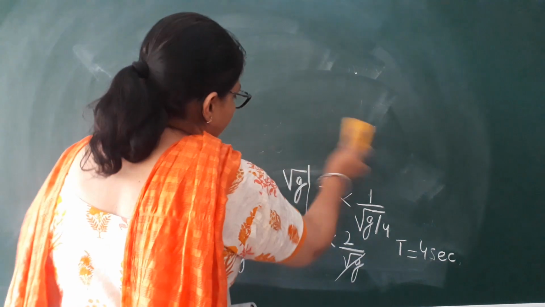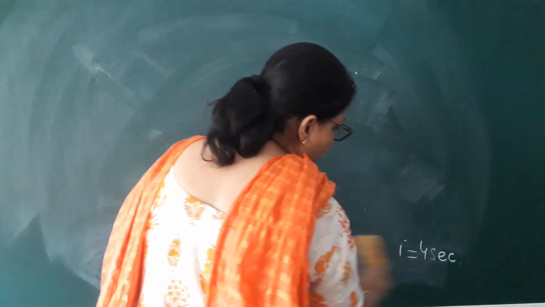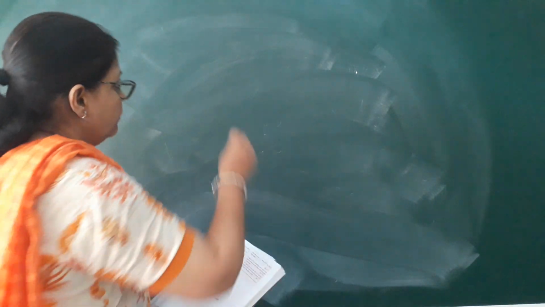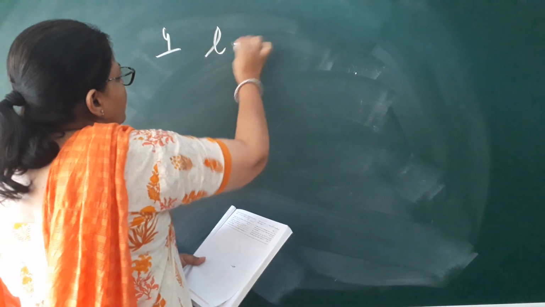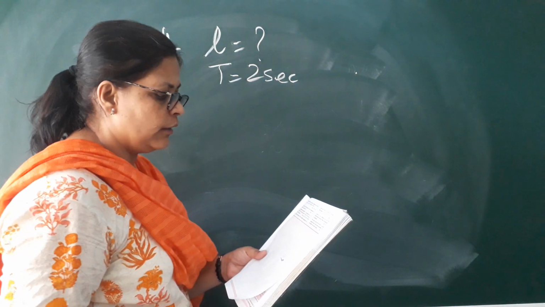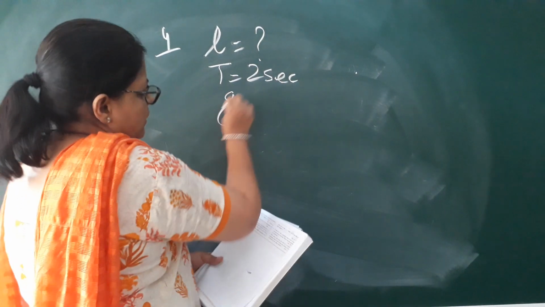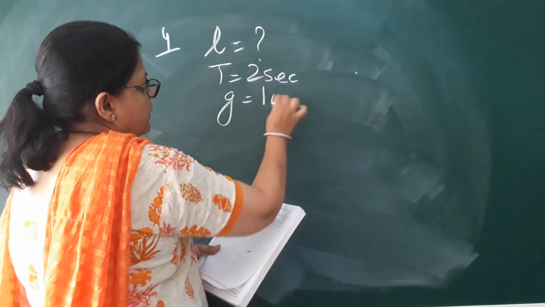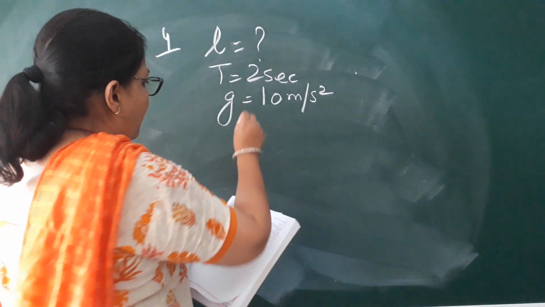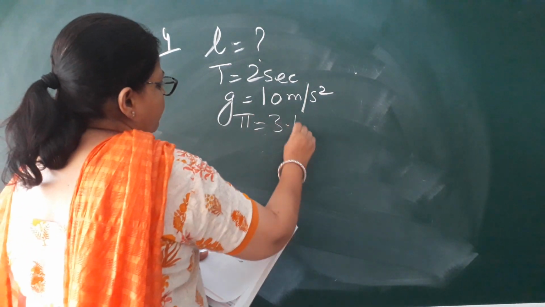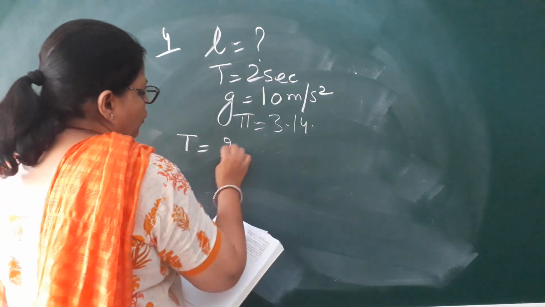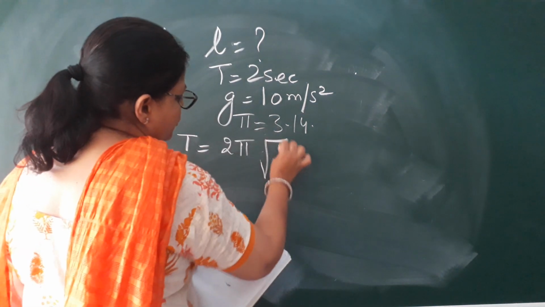In the fourth numerical, just see what all is given to you children, read it out. Find the length of the seconds pendulum. They have asked you to find out the length of the seconds pendulum. So the time period is 2 seconds. They have asked you to find out the length. The value of g is given to be 10 meters per second square, and they have also given you the value of pi to be 3.14.